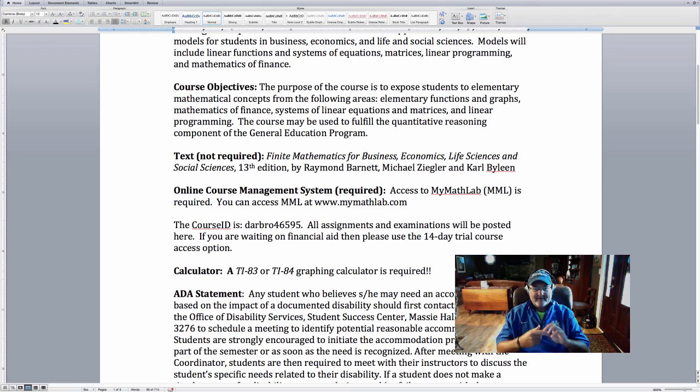But what is required is the online course management system called My Math Lab. And I'm going to bet, as popular as My Math Lab has become over the past 5, 6, 7 years, that many of you have used My Math Lab.